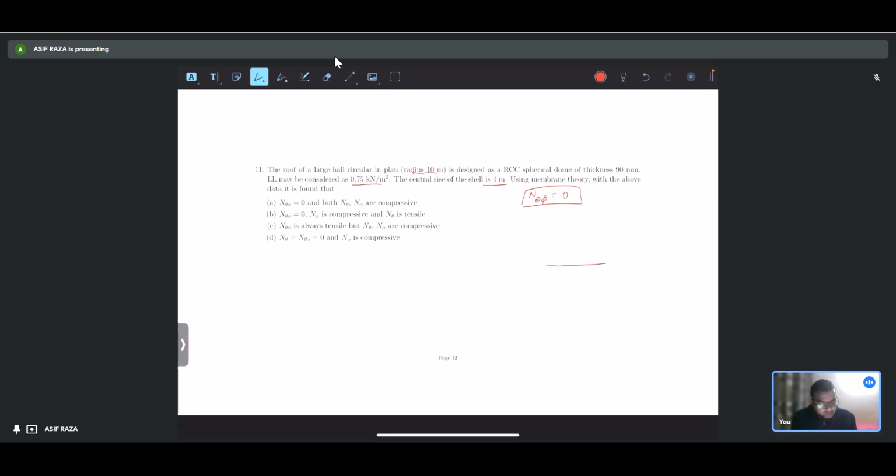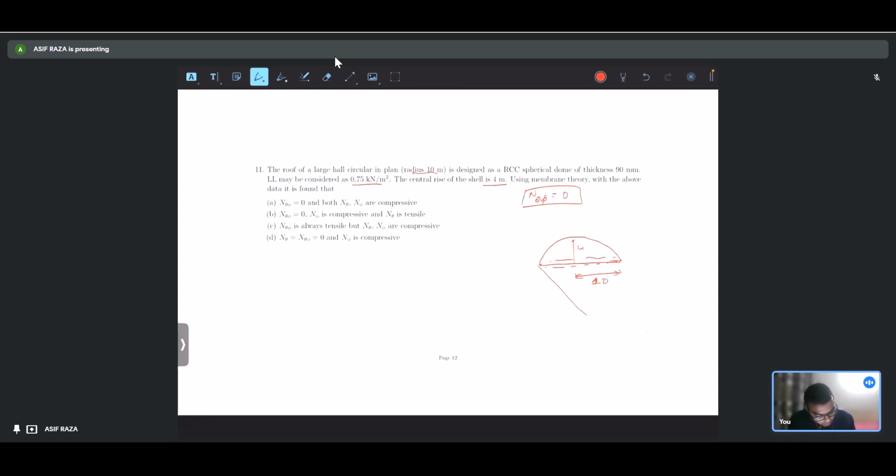So let's draw the diagram. We are given a spherical dome whose rise is 4 meter. There is a roof of large circular plan. So this means the plan is circular and the radius is 10 meter. So we are given this radius as 10 meter.